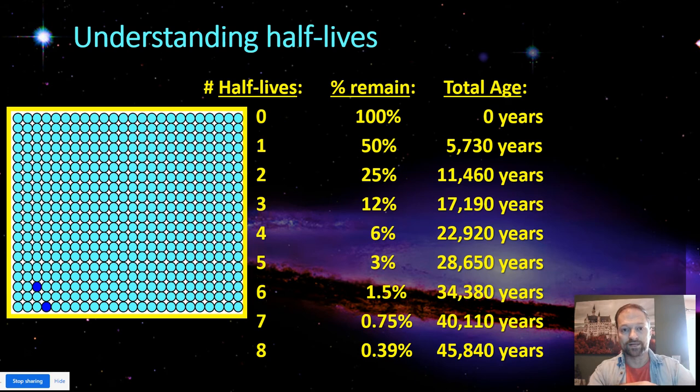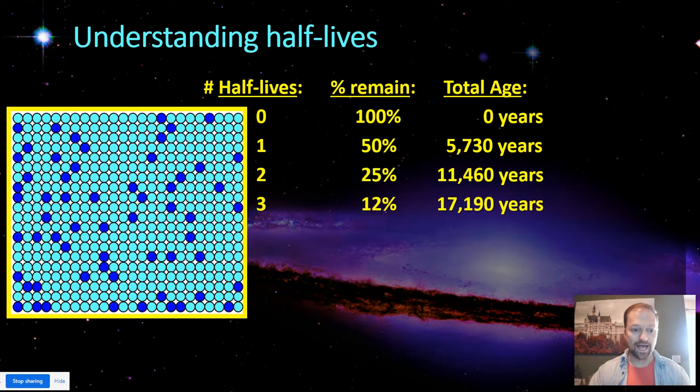And at that point, my friends, it gets really difficult to count a sample trace amount that tiny. Okay, our machines kind of reach the limit of what they can do at about 7 or 8 half-lives. So carbon-14 as a clock has kind of reached the limit of its usefulness.